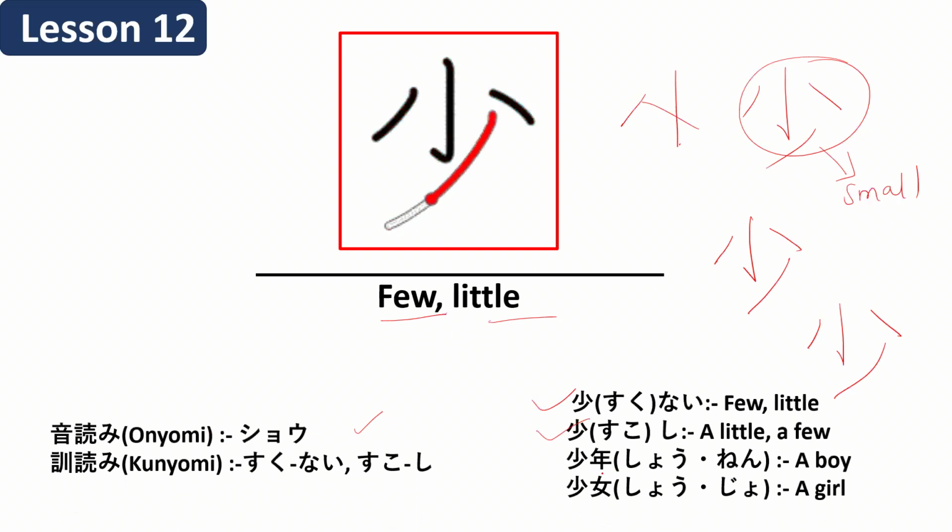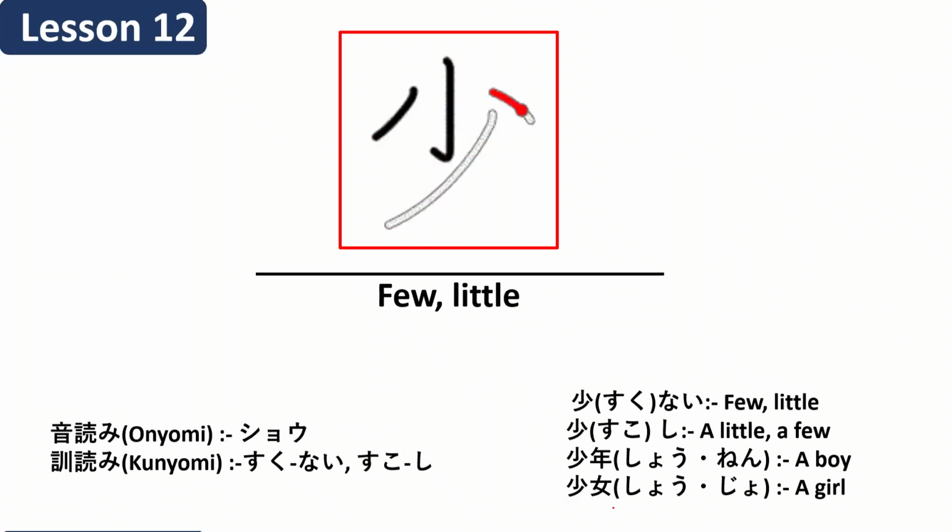Shonen. Shonen is a boy. We have seen this kanji. This is kanji of toshi. Toshi means year. Here it is used as nen. Shoujo is a girl. This is kanji of onna, woman, girl. So here it is used as jo. Shoujo, a girl.